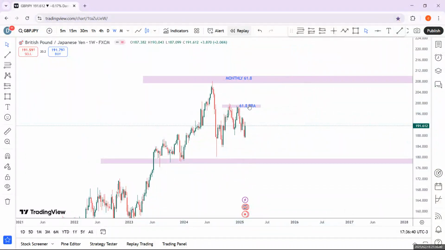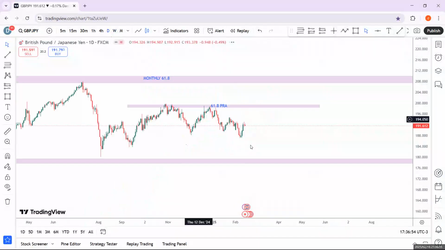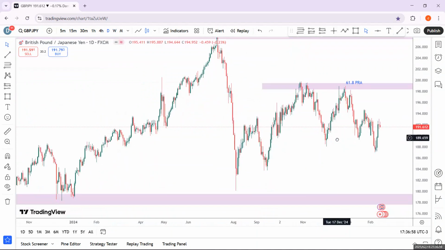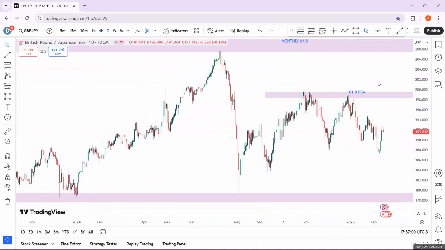We are going to go on to the daily time frame again to expand the structures. Let's expand these structures on the daily time frame. So let's go ahead to the daily time frame to expand the structures. Okay, so what is going on the daily time frame?